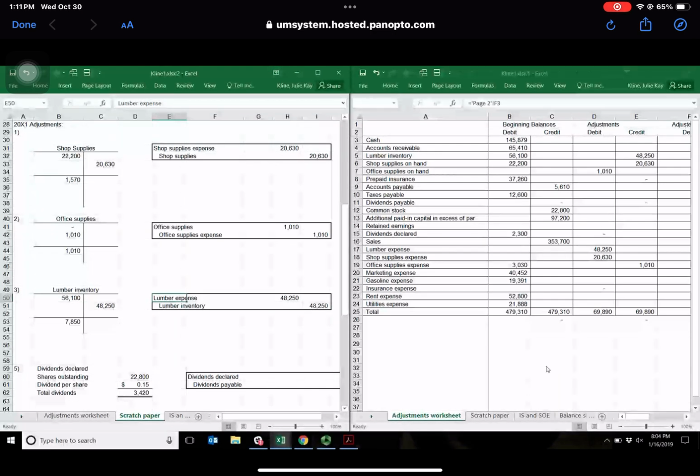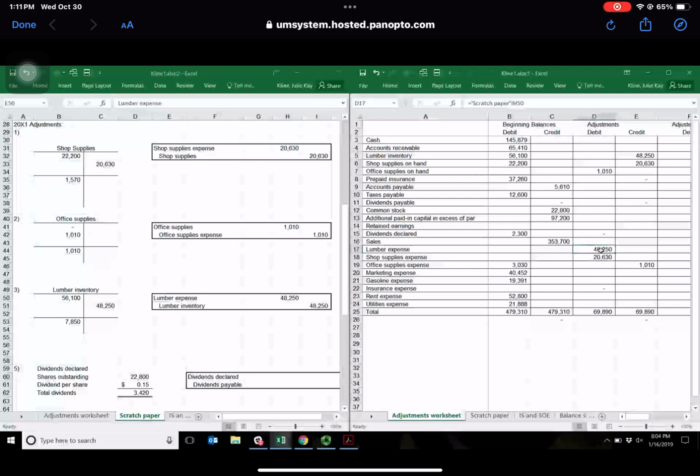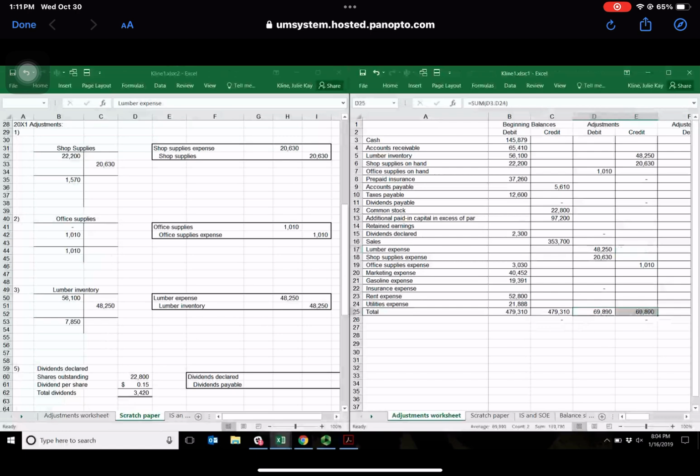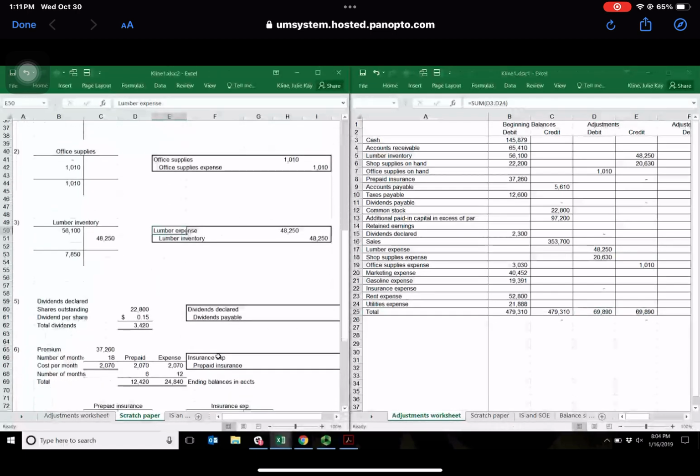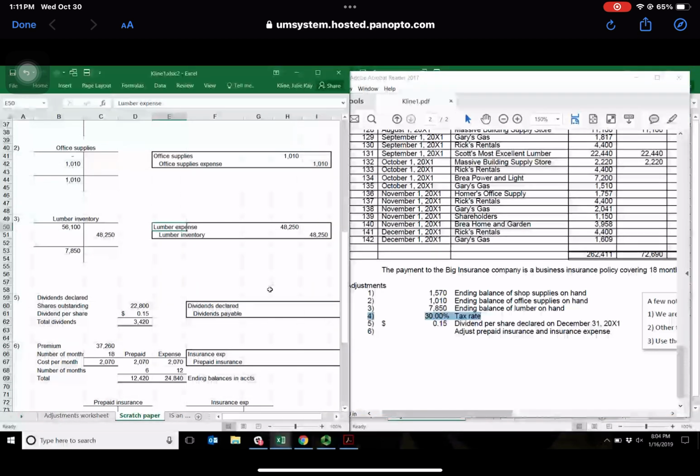We're using up that lumber. So then that entry gets posted, credit lumber inventory, debit lumber expense, making sure you have equal debits and credits every time you do these entries and you don't throw your adjustments off balance. All right, we're going to go ahead and skip number 4. We're going to come right back to it. The 30% tax rate is the tax accrual, and we're going to do that at the very end once we get all of our expenses updated.